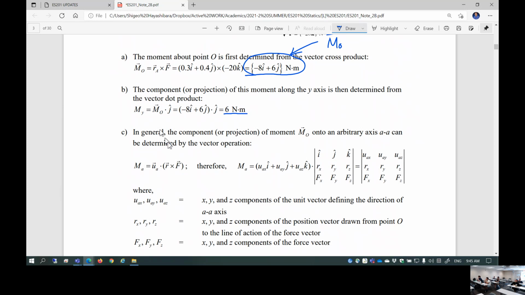If you take the dot product for such a thing, you can determine the magnitude of the moment in the y direction. Now, in general, the component or projection of moment MO onto an arbitrary axis AA can be given by the vector cross product, dotted against the unit vector for that direction.